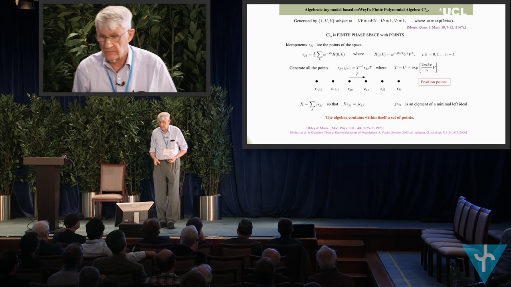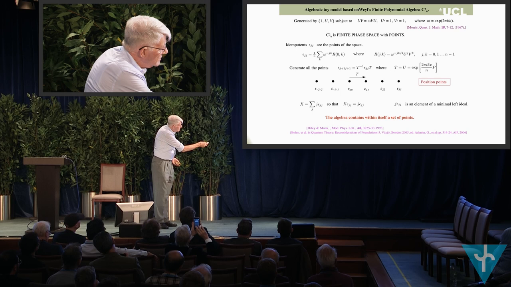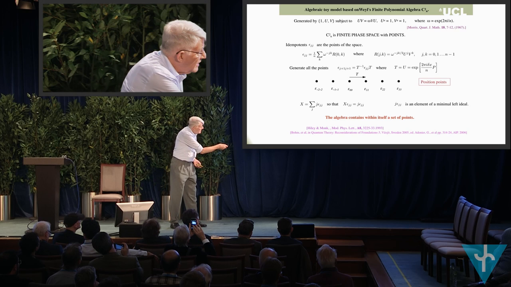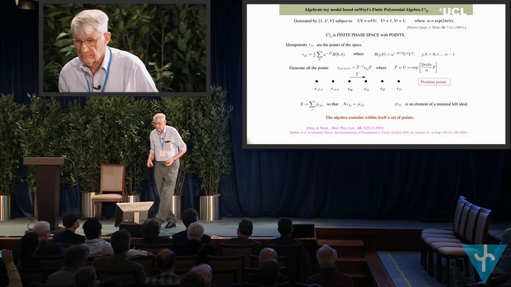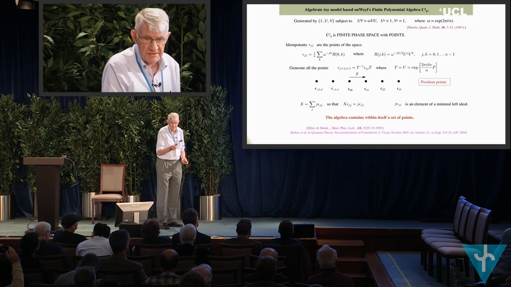And you can label them, you can introduce an operator, and then you have your eigenvalue equation, and you label the points with 1, 2, 3, 4, 5, and the element of the ideal is just essentially the wave function. But it is in a discrete case. Okay, so the algebra itself contains the points. You don't have to embed it in anything.